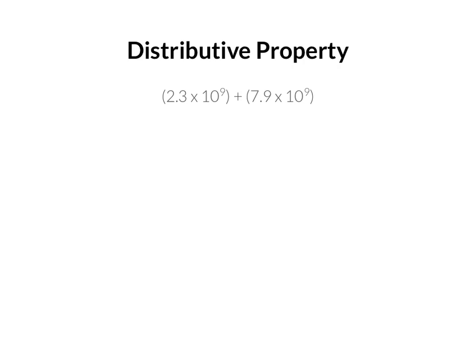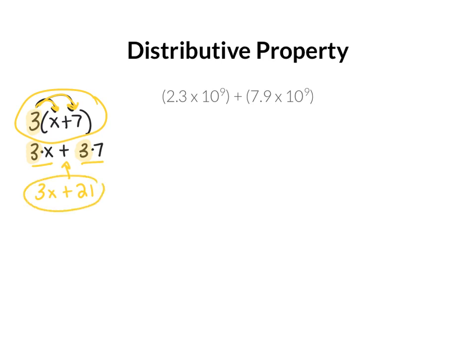Let's refresh what we know about the distributive property. Let's say that we have 3 times the sum of x plus 7. The distributive property states that we can multiply this outside number, the 3 that's being multiplied by the sum, by each term individually, and then add them together to give us the same answer. So this is equivalent to this.